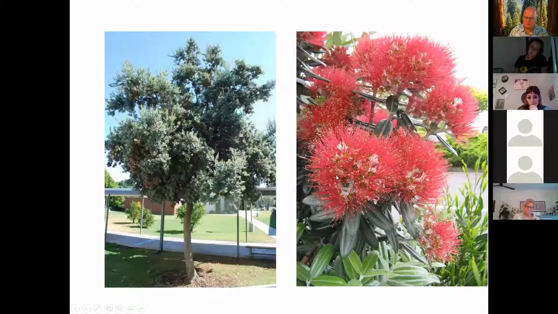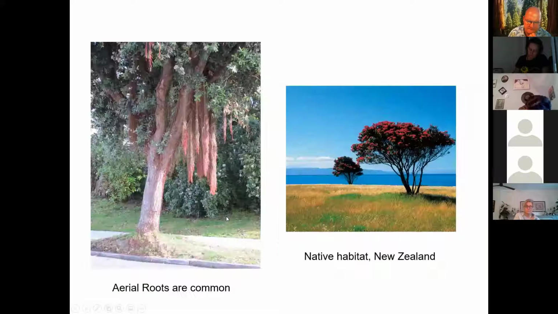Here's one at school. Here are the staminate flowers. They're very pretty. It makes sense that it would be associated with Christmas with the red color. You can see some of the aerial roots coming down. And then this is a picture in its native habitat in New Zealand. It's real pretty. These aerial roots, you see them a lot, even in areas that are not so close to the coast.